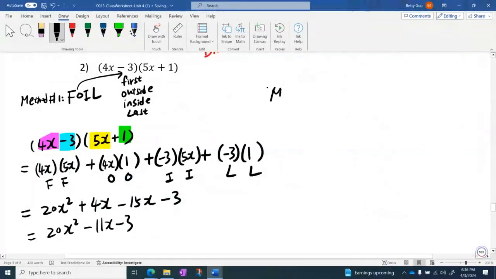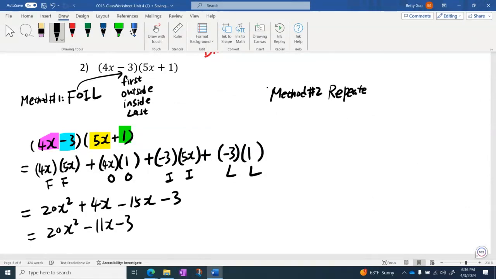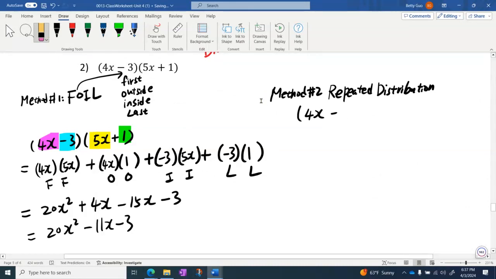And that's the first method. Second method: method number 2. I'm going to do the repeated distribution method. This method actually is the method I learned when I was little. 4x minus 3 times 5x plus 1.